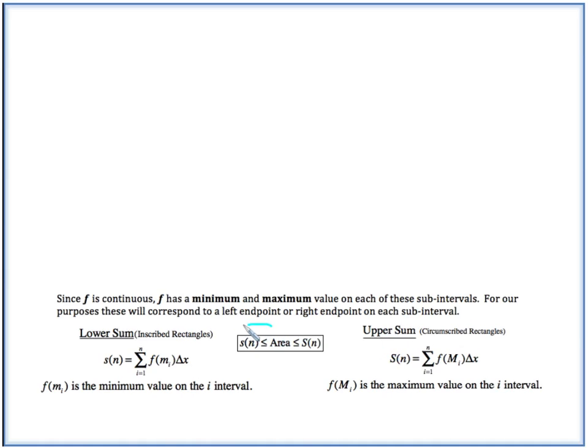But the big thing to realize is that the actual area is going to be somewhere between the upper and the lower sum. So for now, whenever it says approximate, I want you to go ahead and find the lower sum and the upper sum, and the area has to be somewhere in between that.